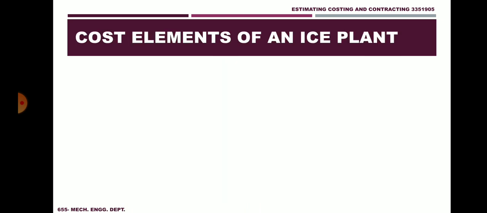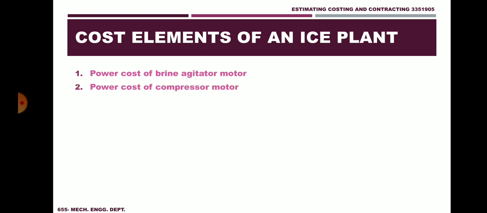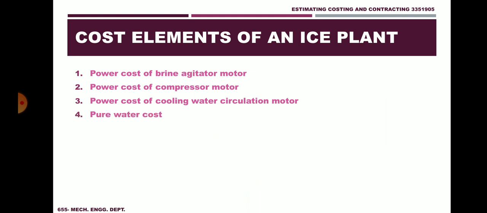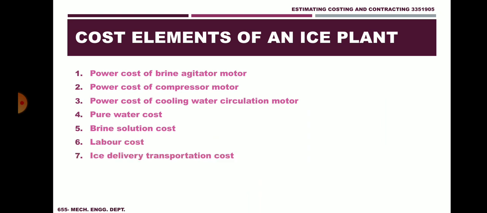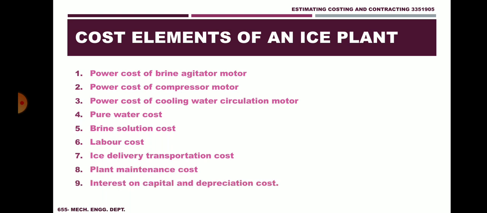Now, what are the cost elements of an ice plant? The first one is the power cost of the brine agitator motor for circulation of the brine solution. Power cost of the compressor motor. Power cost of the cooling water circulation motor in the condenser. Pure water cost for making ice. Brine solution, which is a mixture of sodium chloride. Labor cost. Ice transportation costs. Plant maintenance cost. And interest on capital and depreciation cost.